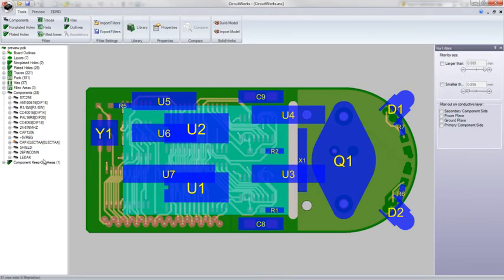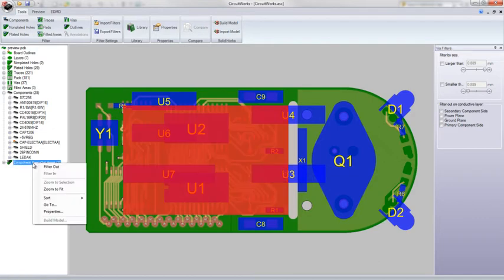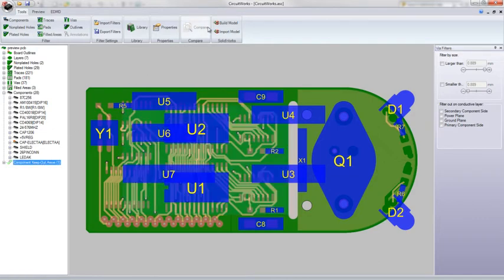As always with CircuitWorks, the magic happens when exporting the PCB to SolidWorks. Any filtered out or unwanted part, like this keep out, will be ignored.